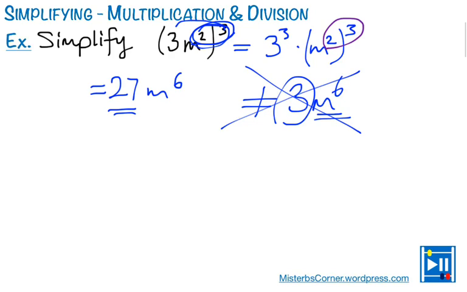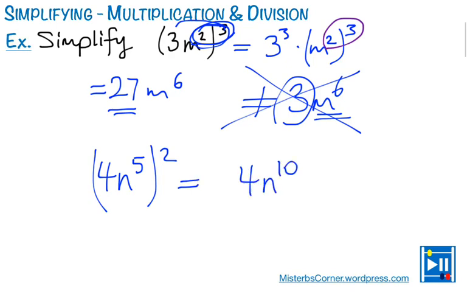So if you have something like 4n to the power of 5 squared, right? This is not 4 times n to the power of 10 as a multiplication of 5 and 2, but rather it is going to be 4 squared, which is 16, and n to the power of, say, 10, right? So be very careful while dealing with those powers outside the brackets.